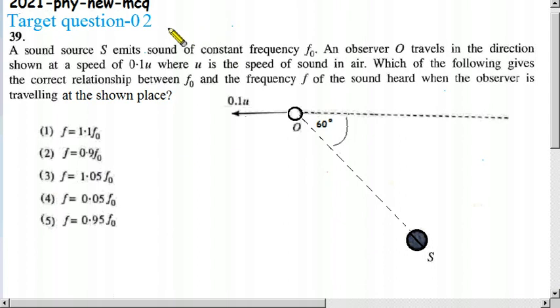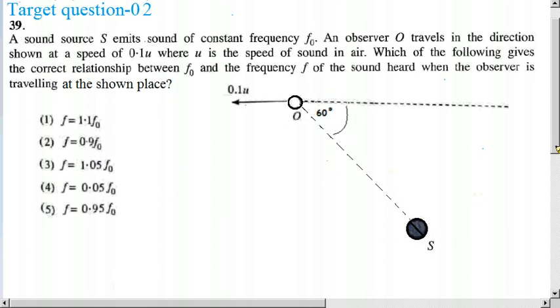So children, now this is target question number 2. You have to read the question properly and try this on your own. Pause the video and try to do it on your own, and after a while I will show you how to do it. Don't watch the video.